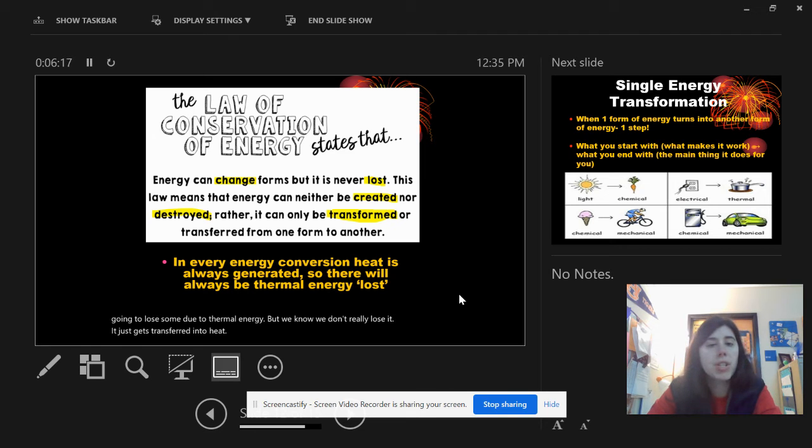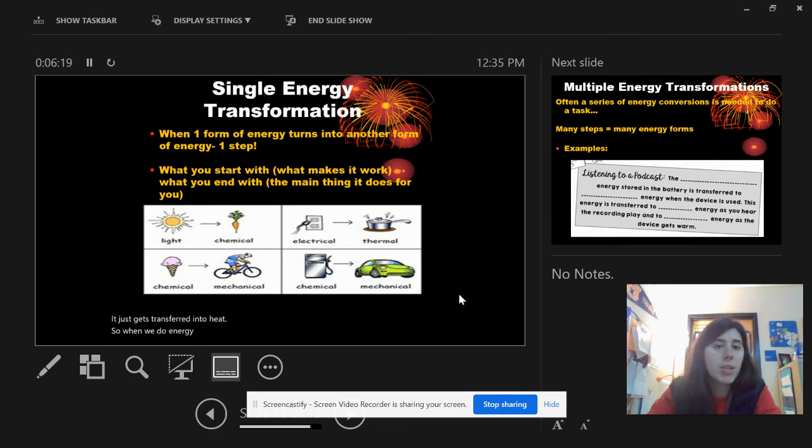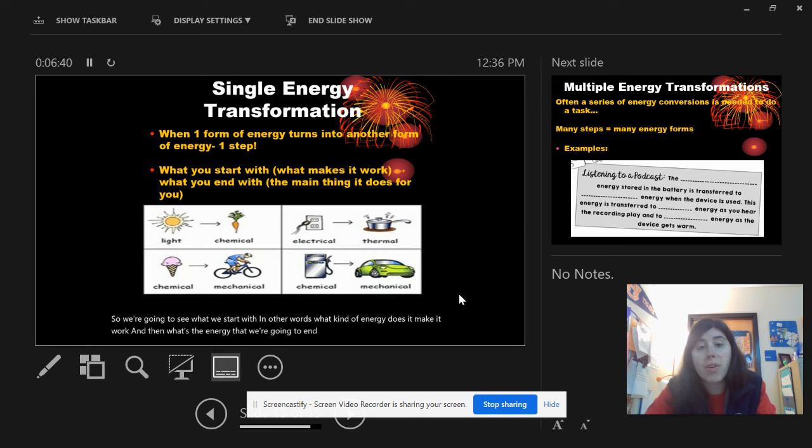So when we do energy transformations, we're going to be doing what's called a single energy transformation. And what that means is we're going from one form of energy that gets turned into another form of energy, or one step. So we're going to see what we start with. In other words, what kind of energy makes it work? And then what's the energy that we're going to end with? What's the main thing it does for you?